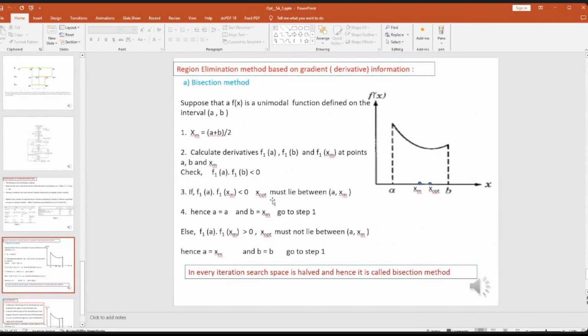So I am now going to discuss some gradient based methods. The methods already discussed, interval halving and golden section, are both direct search methods under region elimination. Now another region elimination method, but a gradient based method. The name of the method is bisection method.